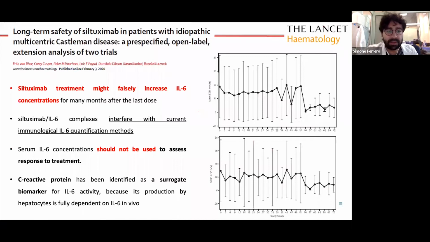It is important to remember that siltuximab treatment might falsely increase the interleukin-6 concentrations, because the complexes of siltuximab with interleukin-6 interfere with current immunological interleukin-6 quantification methods. So the concentration of interleukin-6 should not be used to assess a response to treatment, while a good surrogate and simple biomarker for siltuximab activity is the C-reactive protein, which goes down.